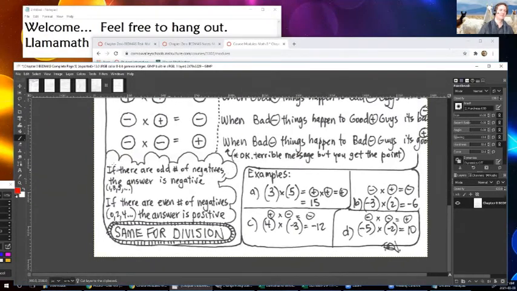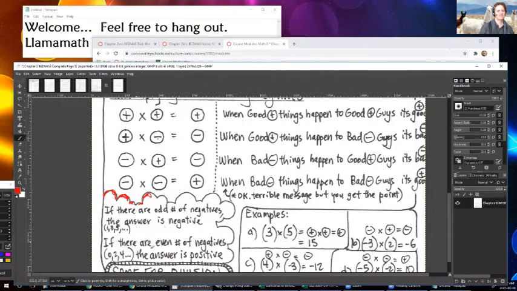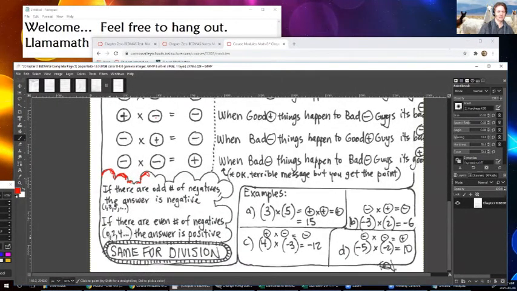Here's another way of thinking about it. And this is another one of these clouds that you can color in with your pencil crayons. If there's an odd number of negatives, then the answer is negative. And if there's an even number of negatives, then the answer is positive. So if it's odd, like 1 or 3 or 5 negatives in the multiplication or the division, then the answer is always going to be negative. If there's 0 negatives, or 2 or 4 or some even number, then it's always going to be positive. So this is really the take-home message here.